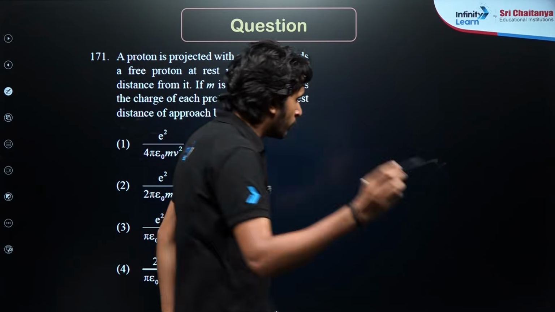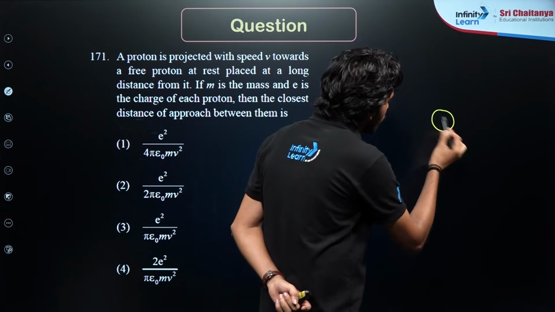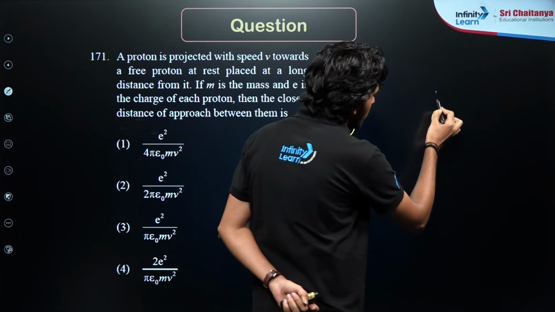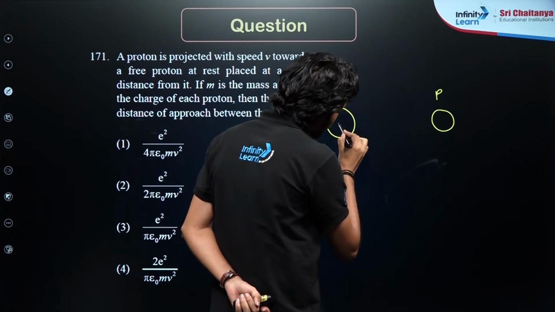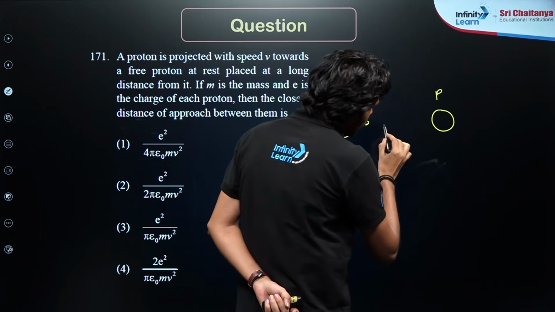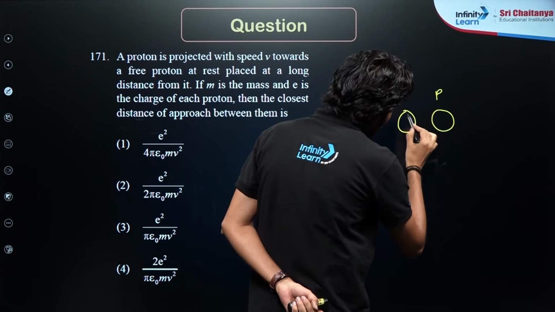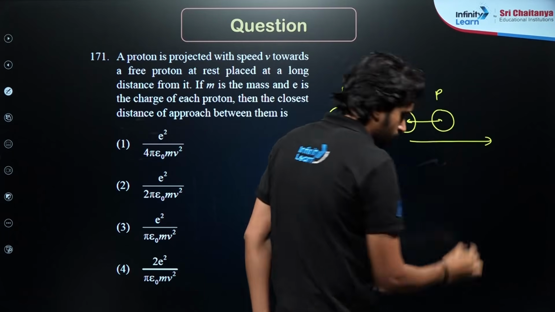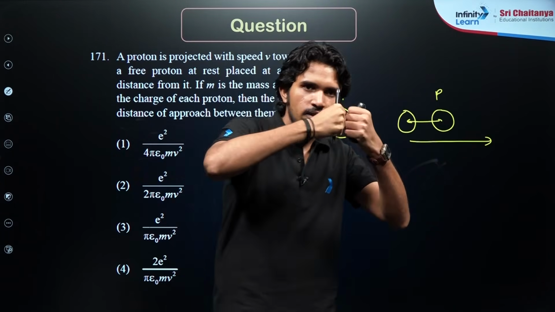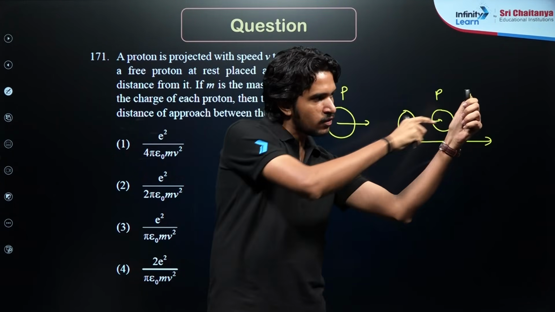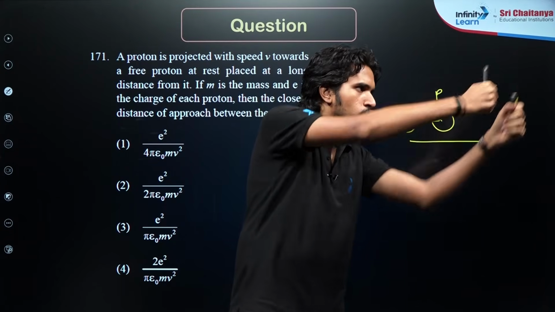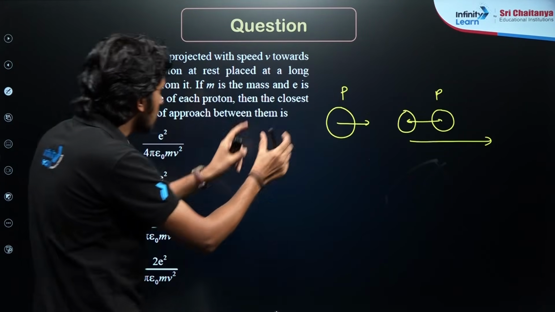That proton is not fixed. If proton is fixed, then answer will be different, but that is free. So what will happen when you projected it? After some time, due to repulsion, they will start moving together. Otherwise, what will happen if that is fixed? It will go further and come back, but now they are going together, and that will be the minimum separation.